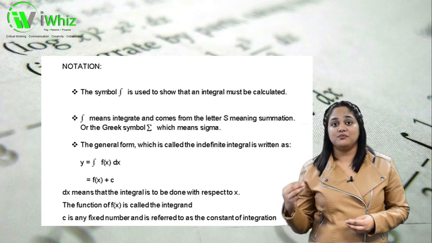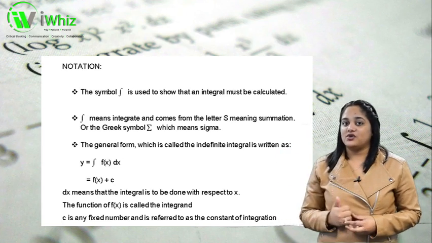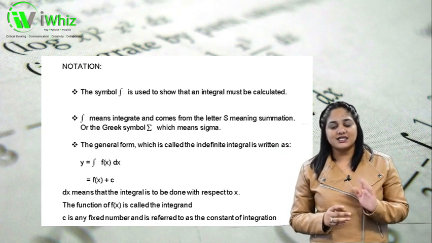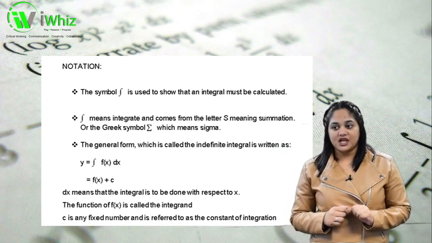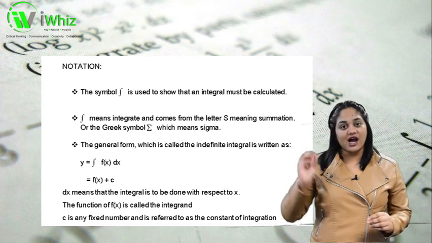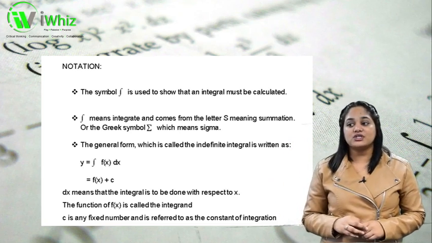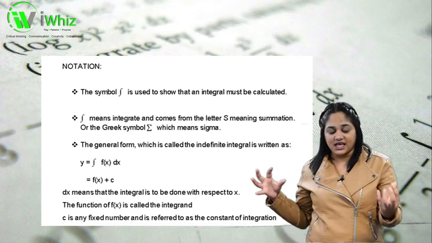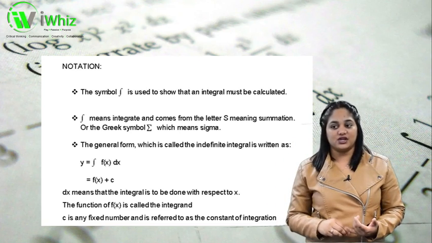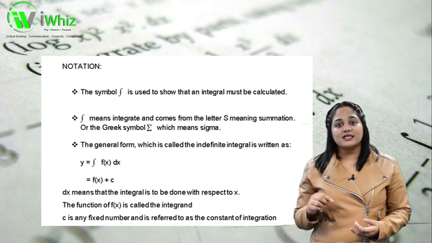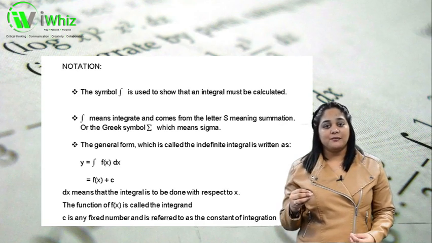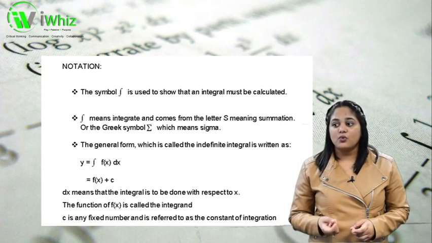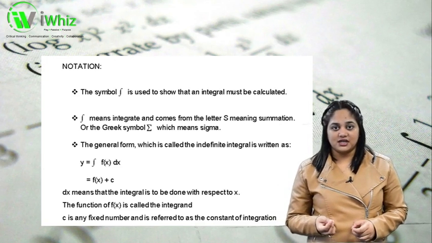Having a look at the notation, we can see that the symbol, which is a slanted S that you can see, looks a bit like a stretched out S, and that shows the integral that must be calculated. So that symbol governs the integral that you need to calculate. That sign or that stretched S means integrate, and it comes from the letter S, which means summation.